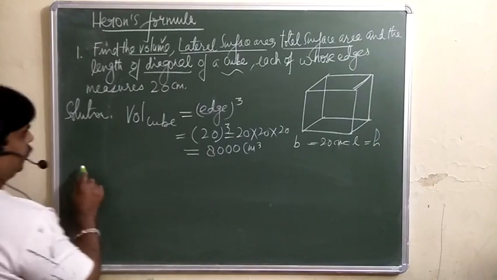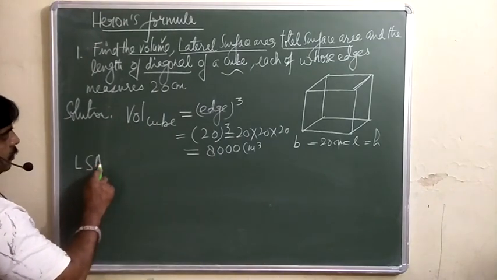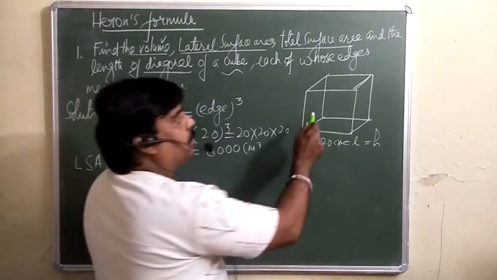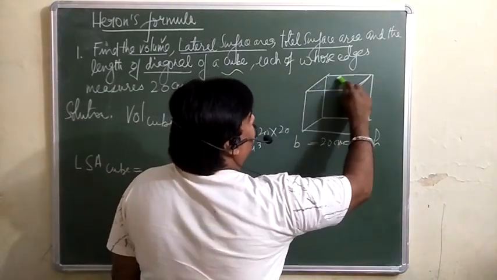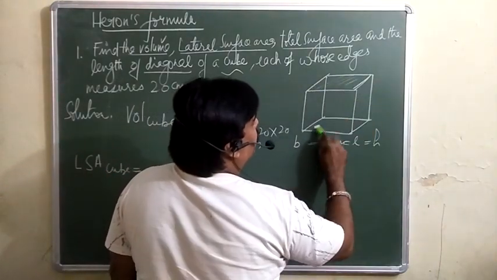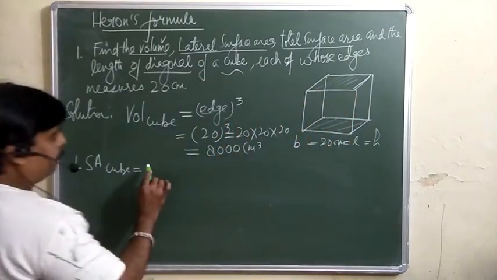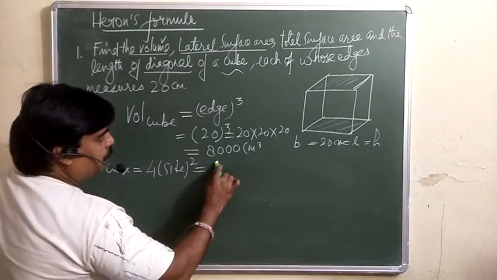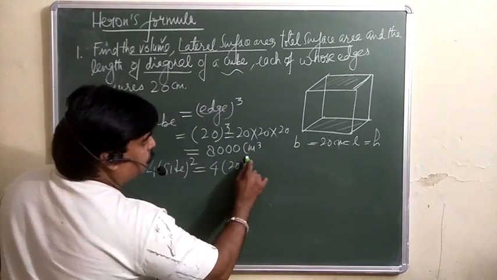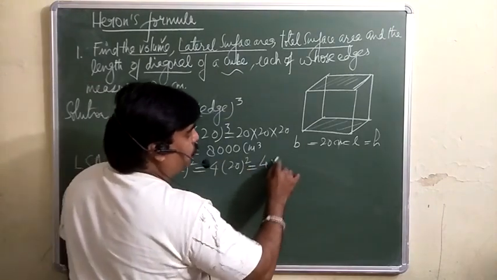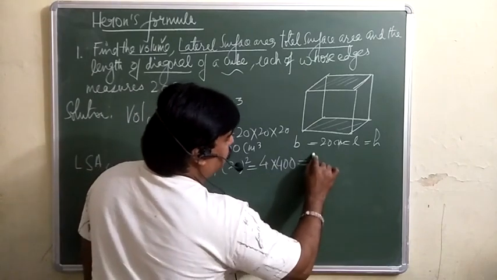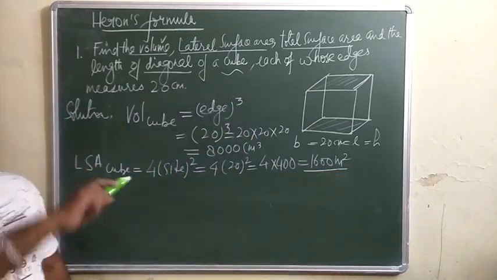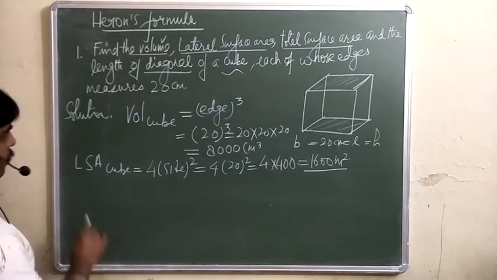Now lateral surface area. Lateral surface area of a cube means we are talking about the outer part. We are not including the floor, the top and the base. So that will be equal to 4 into side square. Directly you can apply the formula: 4 into 20 square, 4 into 400, that is 1600 centimeter square. This is your lateral surface area, that is, the area of the four walls.